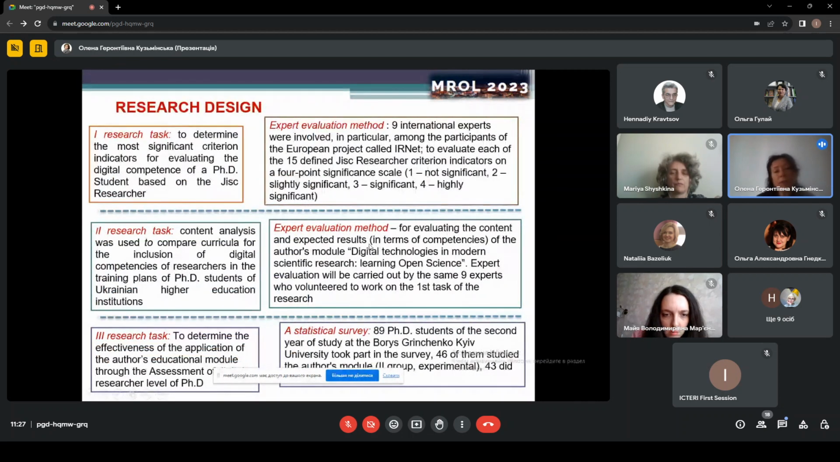To solve the research tasks, we use expert evaluation methods. To solve the first and second tasks, we involve two international experts, in particular among the participants of a European project called RNet, about international cooperation and developing digital skills and competencies. And these experts evaluate each of the 15 defined JISC research criteria indicators on a 4-point scale, from not significant to highly significant.